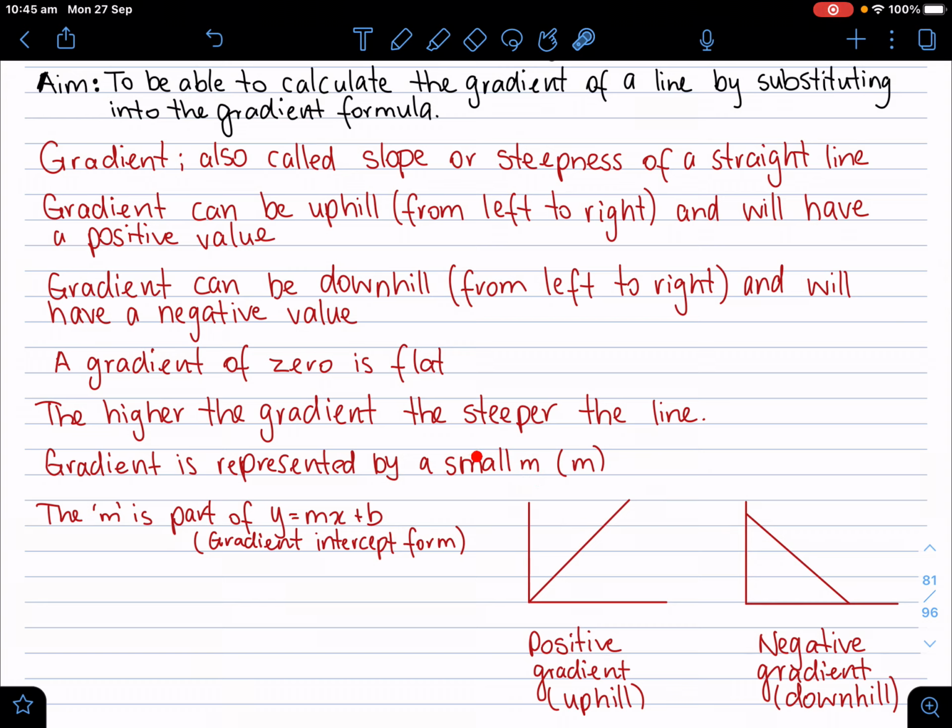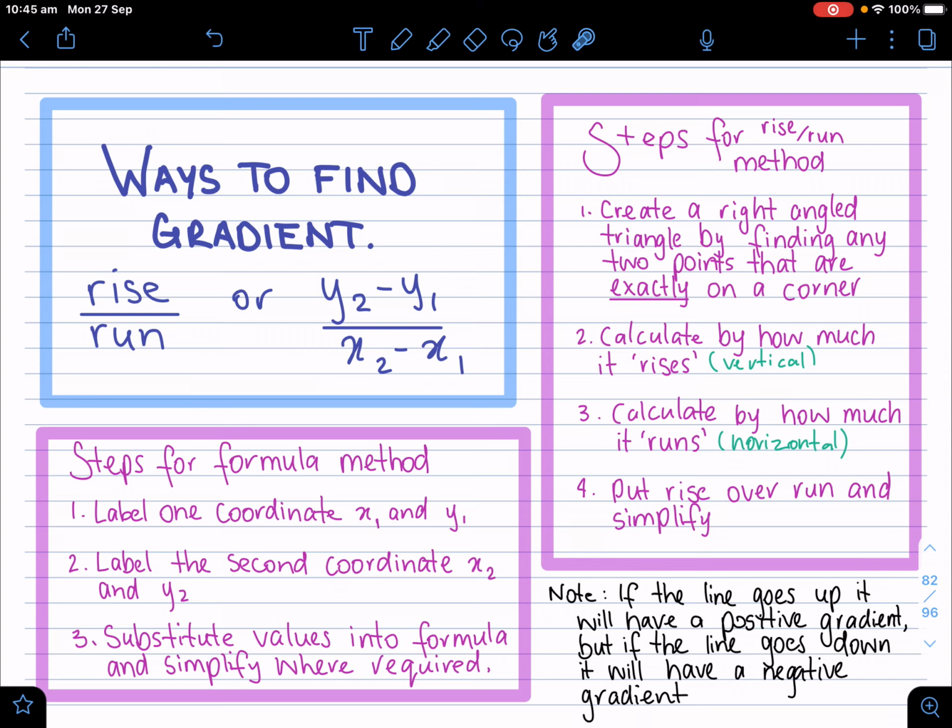Now there's two main ways to find gradient. The first way is rise over run, and the second way is a formula. So if you're familiar with how to find distance and midpoint, then you'll understand what y2 and y1 is and what x2 and x1 is. And it's the same steps. So let's go through the formula steps first, and then we'll get into rise over run. The formula steps are the same as midpoint and distance. Label one of the coordinates x1 and y1, and label the second coordinate x2 and y2. And then you just chuck it into the formula and simplify. And we'll go through a few examples of that next, just to show you what I mean.